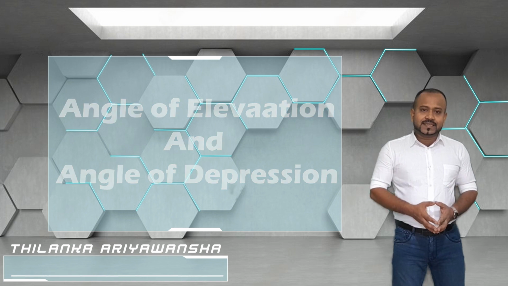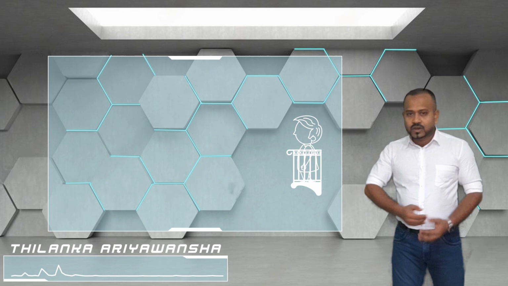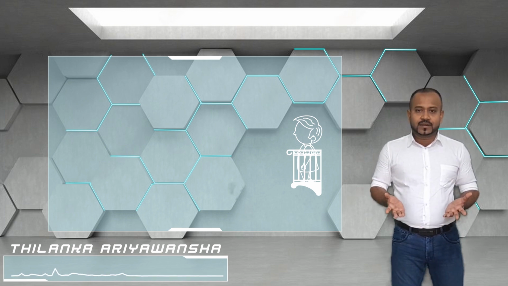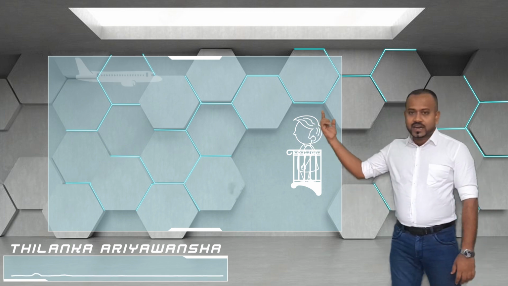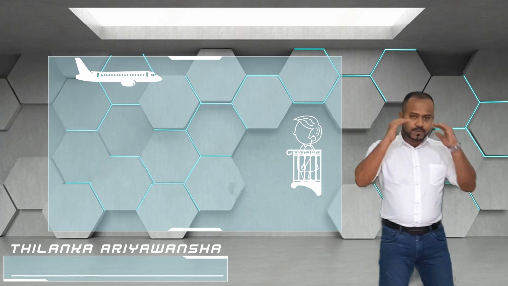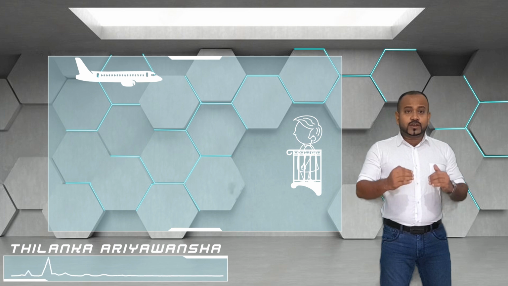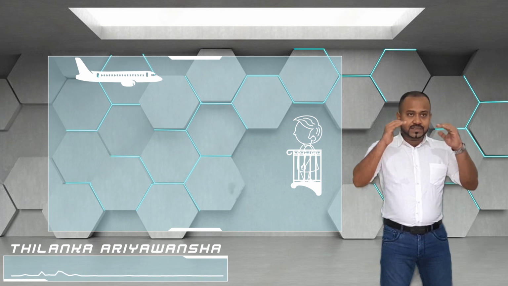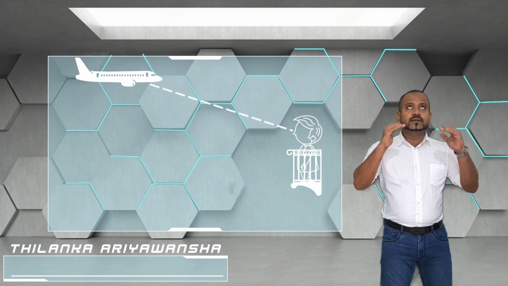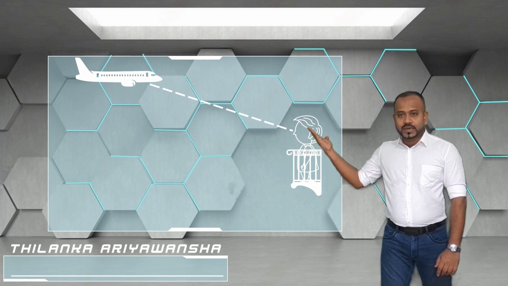For an example, say like this. Now there is a boy who's staying upstairs in a house. Then suddenly he observes that an aircraft is coming. Now what happens? Assume you are upstairs and an aircraft is coming. When you look at the aircraft, your eye level is going up like this. You can see this boy's eye level is going up.